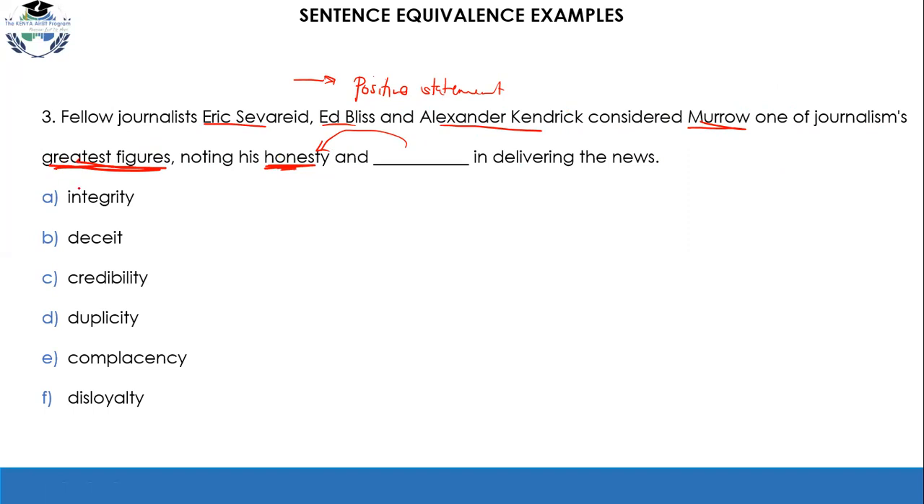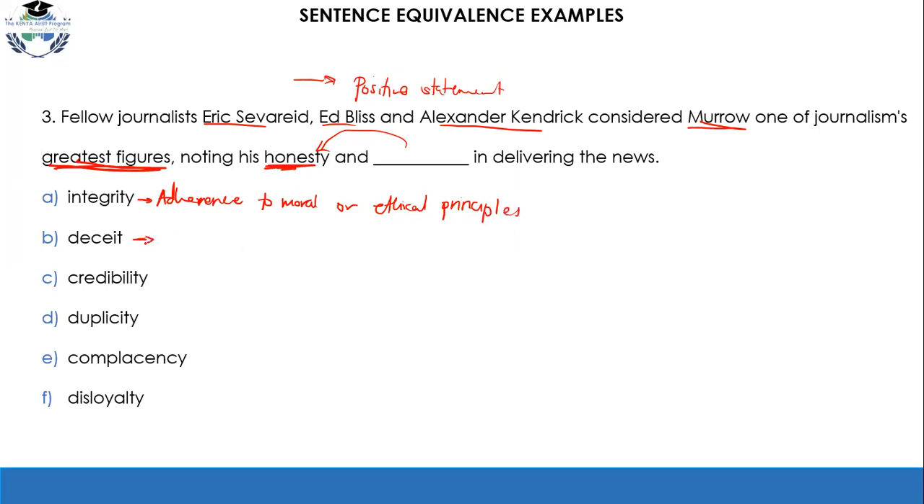So now let's look at the answers. We have integrity, deceit, credibility, duplicity, complacency, and then disloyalty. So let's look at these six answers. The first one here, integrity, means adherence to moral or ethical principles. So that's what integrity means, adherence to moral or ethical principles.